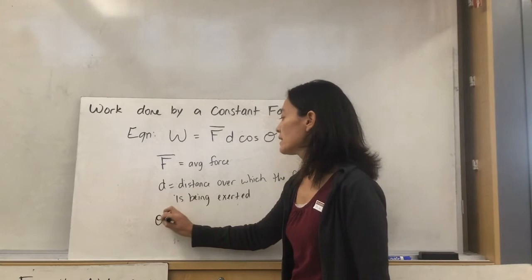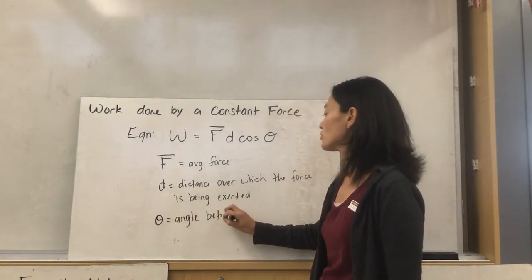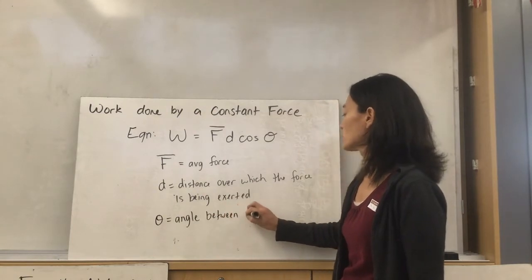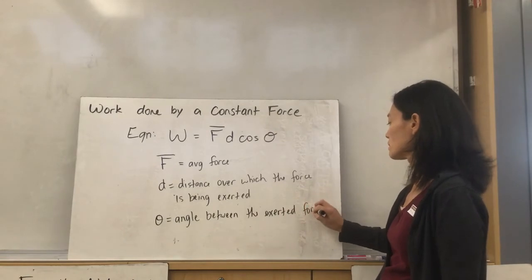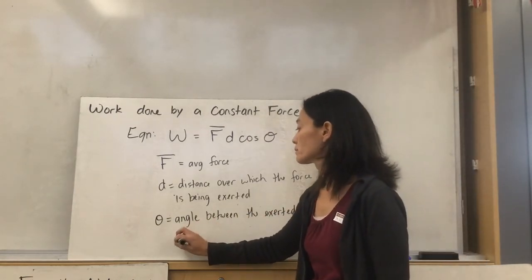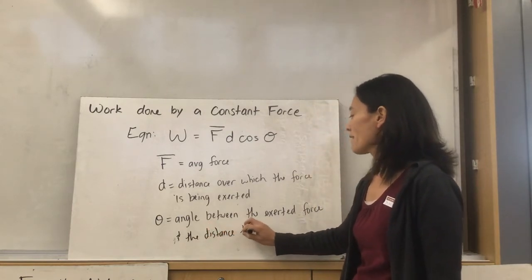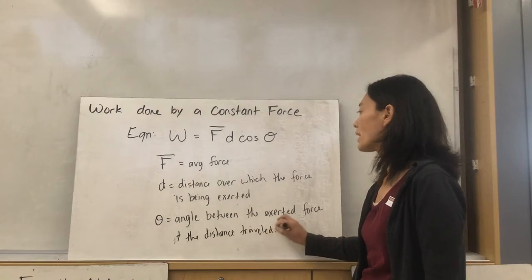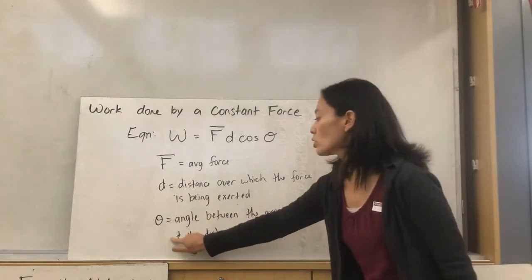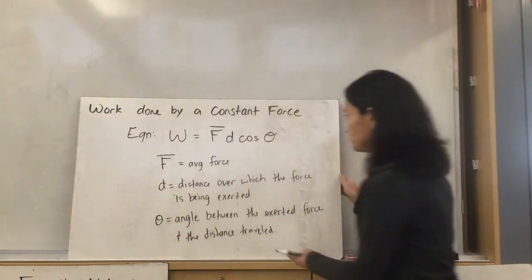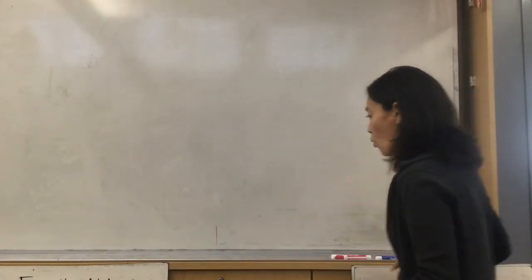And theta is the angle between the exerted force and the distance traveled. And that's kind of abstract, so I just want to move right into an example that explains what this angle looks like, okay? So F d cosine theta, that's our summary of work done by a force.